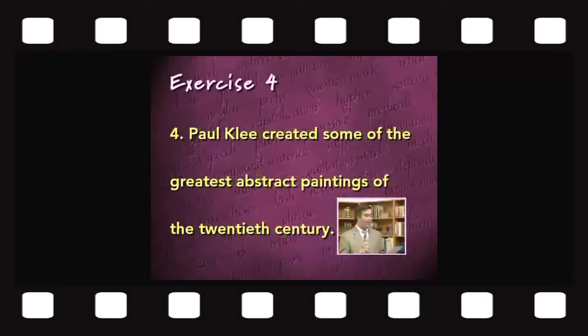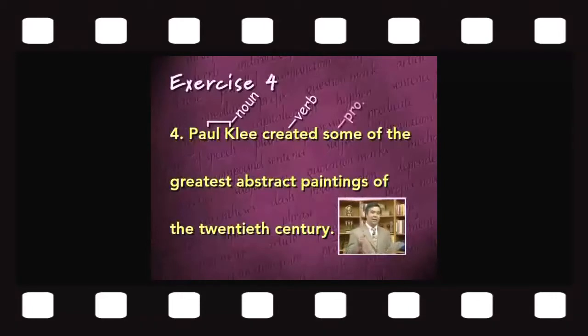How about the next example? Paul Klee created some of the greatest abstract paintings of the 20th century. The verb here is created, and the subject is the noun Paul Klee, a proper noun naming a particular person. Now let's look at the rest of the sentence. Some is a pronoun. Remember, we talked a bit about indefinite pronouns, pronouns which refer to some unnamed thing or group of things. And the some here is referring to an unknown or unidentified group. So it is a pronoun, an indefinite pronoun.